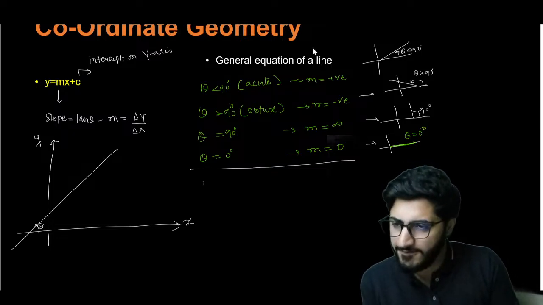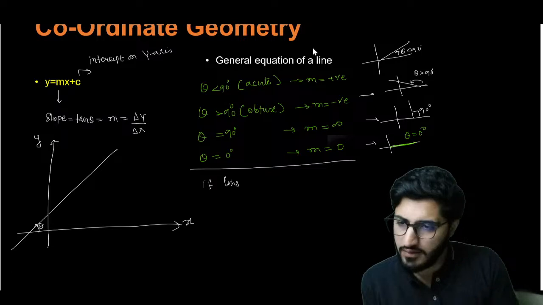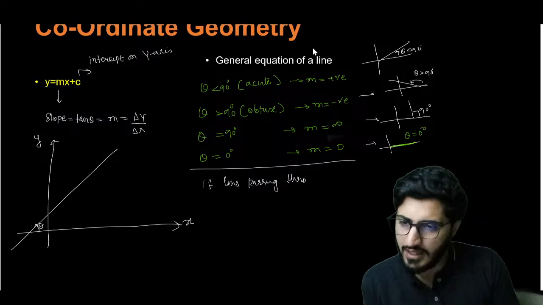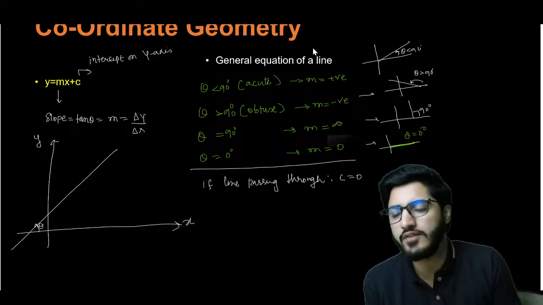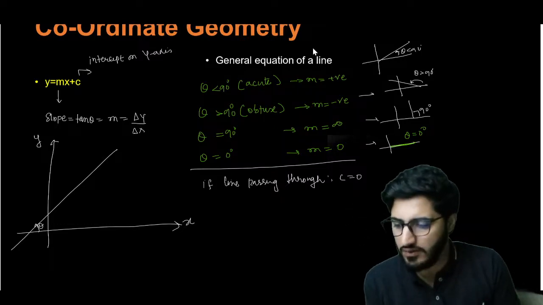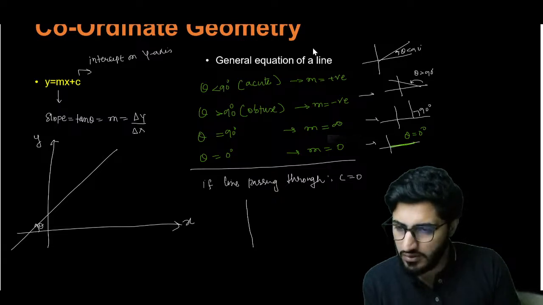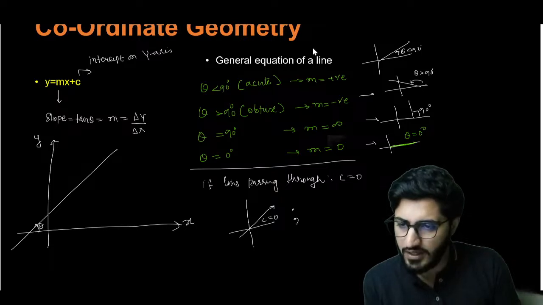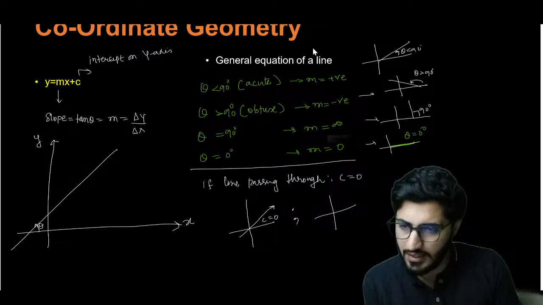Now, if the line is passing through the origin, that means if my c equals 0, we are not having any intercept now. That means it will look like this. Okay, in this case c is 0. If we are making the things like this, this thing is known as intercept c, and this is positive.